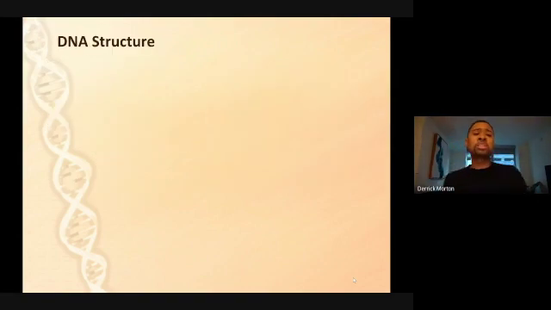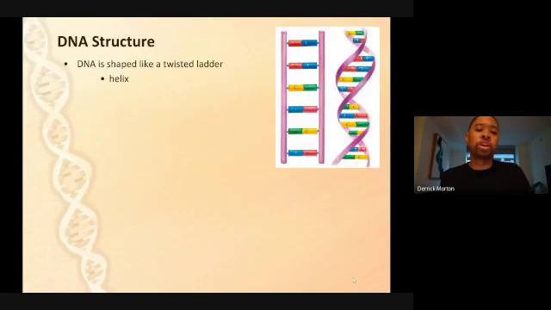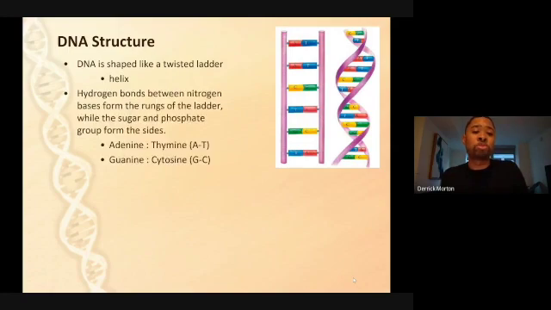So what does this DNA look like? What's the structure, and why is it important? DNA is shaped like a twisted ladder. You've probably seen in your textbook this helix shape, this double helix shape, and you've seen these bases in between, the rungs of the ladder, if you will. These are the nitrogenous bases we spoke about.